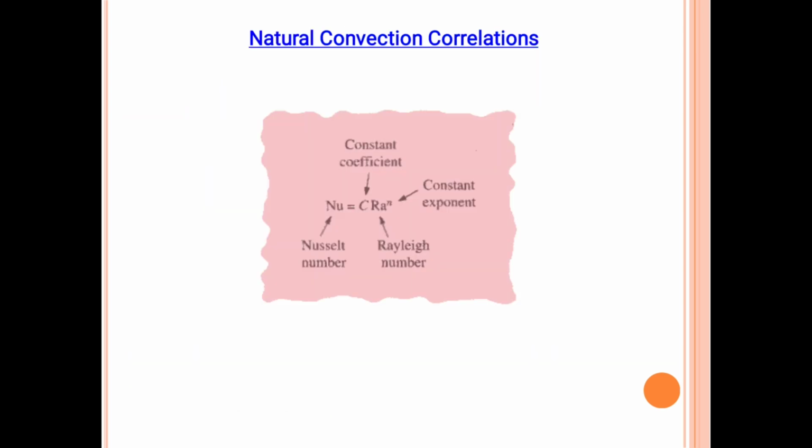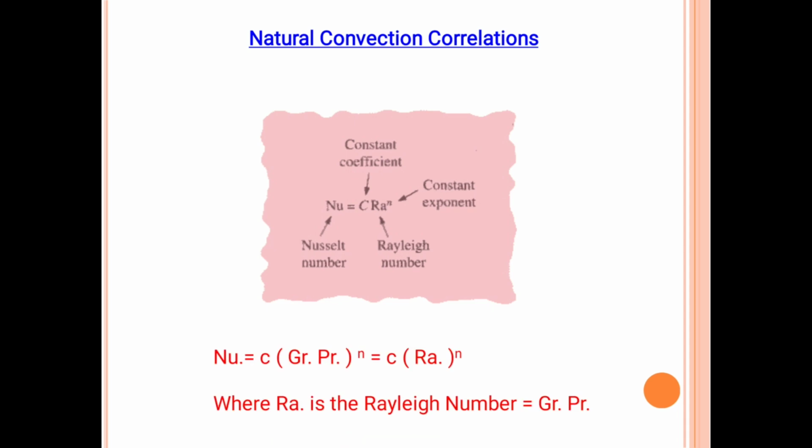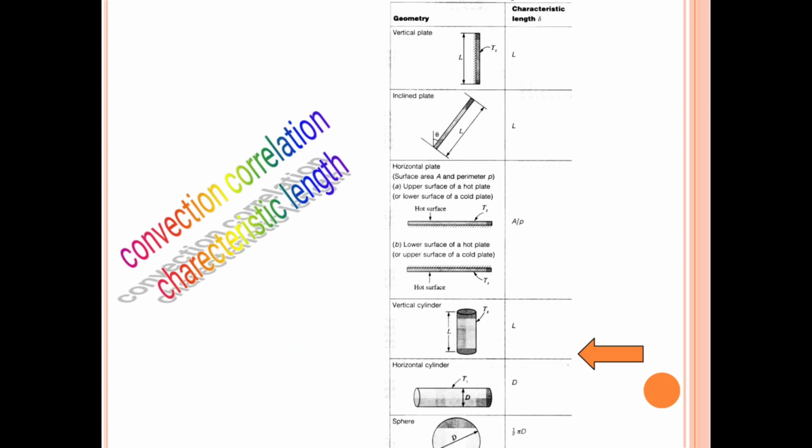Natural convection correlations. In natural convection correlations, there is the Nusselt number. The Nusselt number formula is a constant coefficient into Rayleigh number to the power of a constant exponent, where the Rayleigh number Ra is equal to Grashof number into Prandtl number.